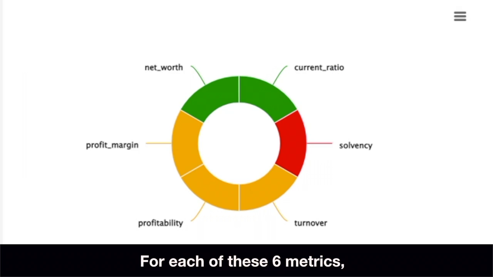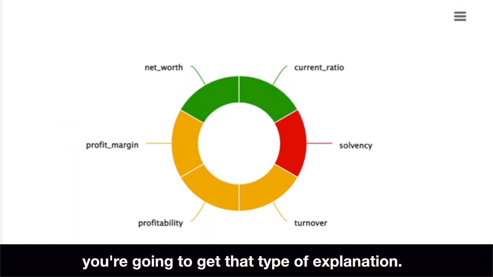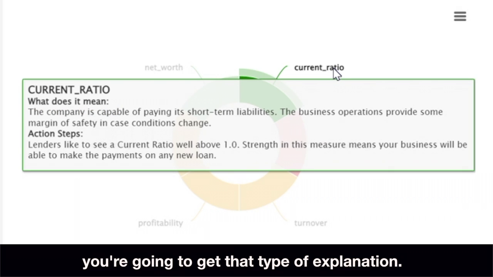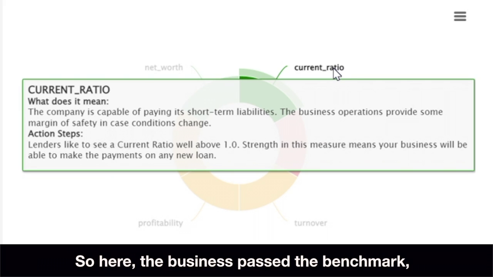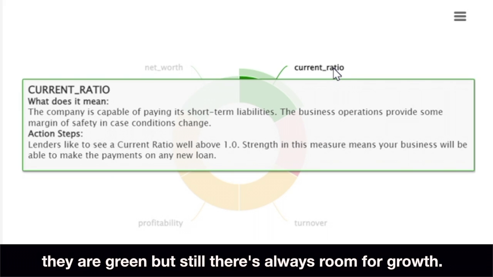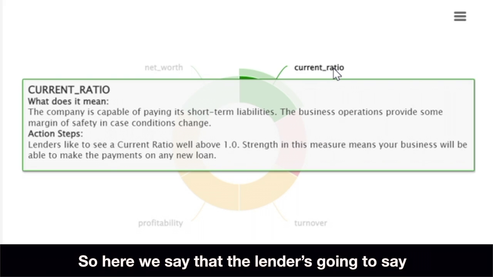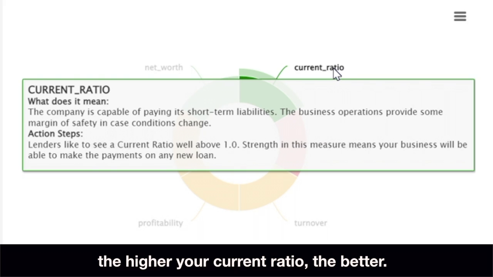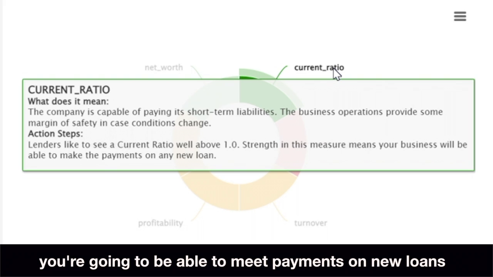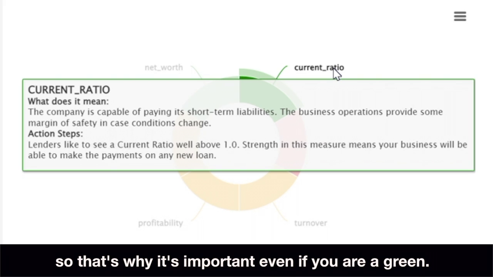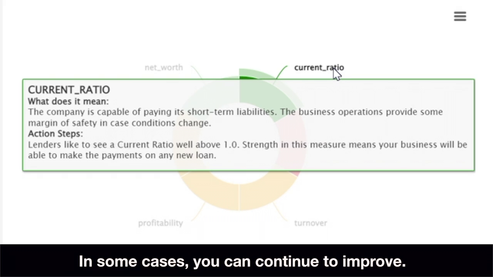For each of these 6 metrics, regardless of what color you are, you're going to get that type of explanation. You're also going to get action steps. So here, the business passed the benchmark, they are green, but still there's always room for growth. So here we say that the lender's going to say the higher your current ratio, the better. So strength in this metric means you're going to be able to meet payments on new loans. So that's why it's important. So even if you are green, in some cases you can continue to improve.